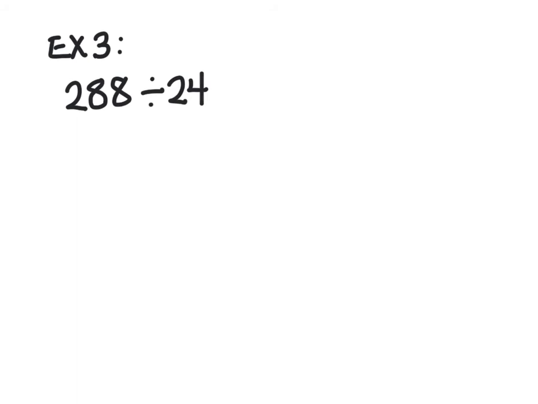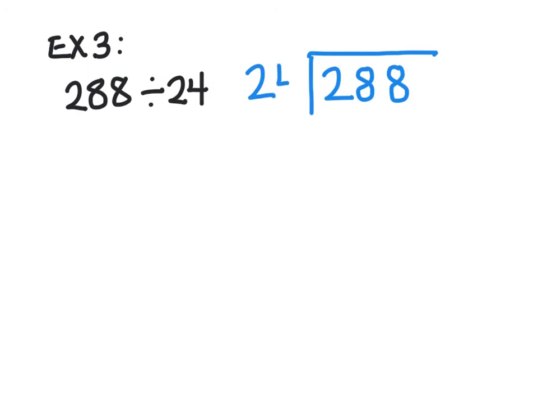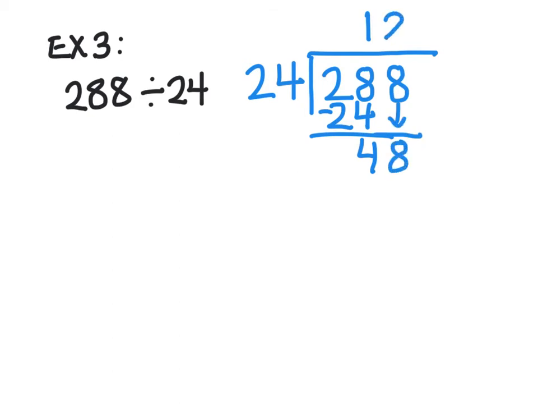Welcome back from pausing the video. Let's set up our house. 288 is the dividend, so that goes inside. 24 is the divisor, that goes outside. 24 will go one time into 28, and we subtract and get a remainder 4, but we're not done. We need to pull down the 8. And 24 goes exactly 2 times into 48 with no remainder. So we're finished. Our answer is 12.